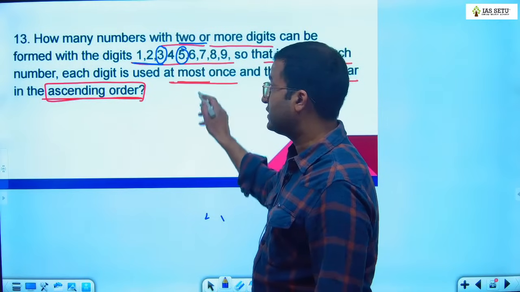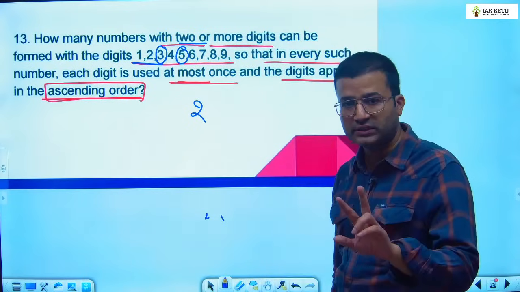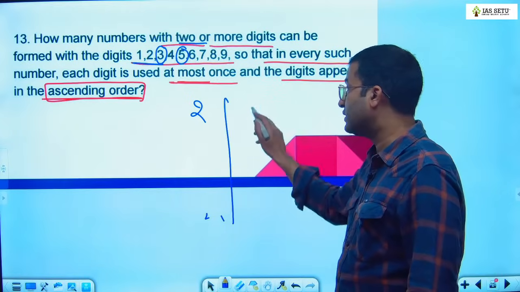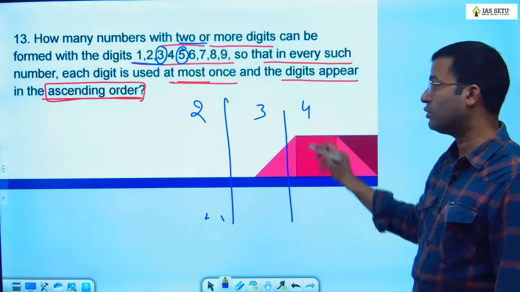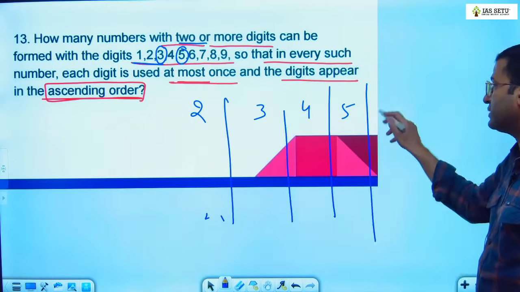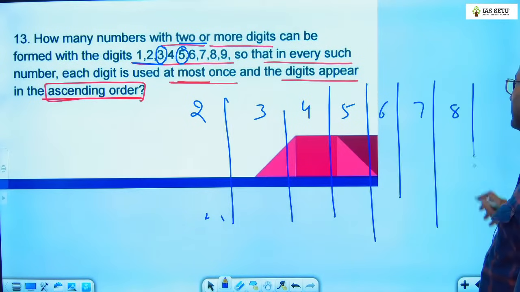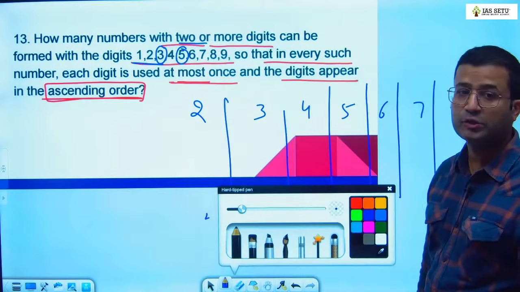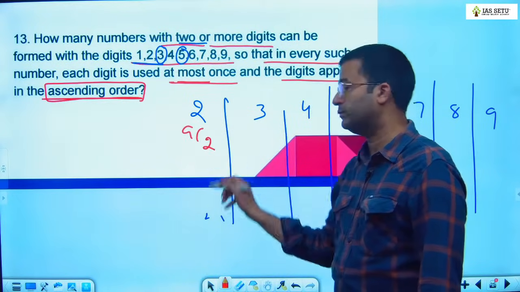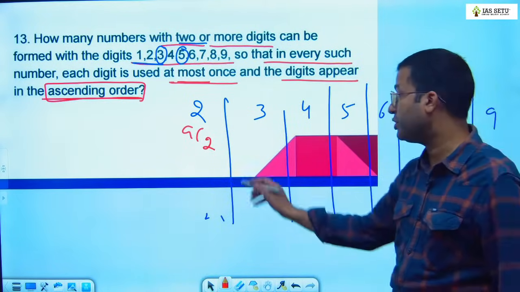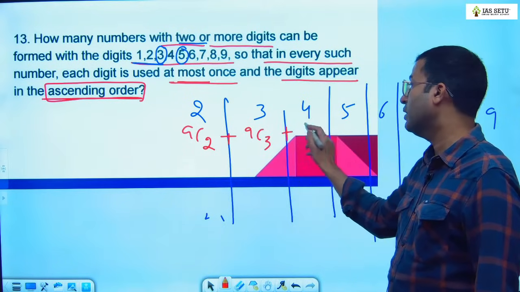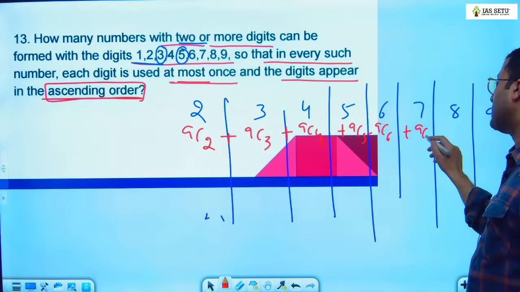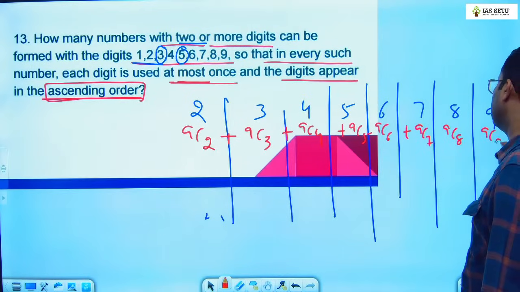So it means I can select 2 digits: 1 and 2, maybe 1 and 3, maybe 1 and 4, maybe 1 and 5. I can select 3, I can select 4, I can select 5, I can select 6, I can select 7, I can select 8, I can select 9. In how many ways can I select 2 out of 9? 9C2. Or I can select 3, so plus 9C3 plus 9C4 plus 9C5 plus 9C6 plus 9C7, 9C8, 9C9.